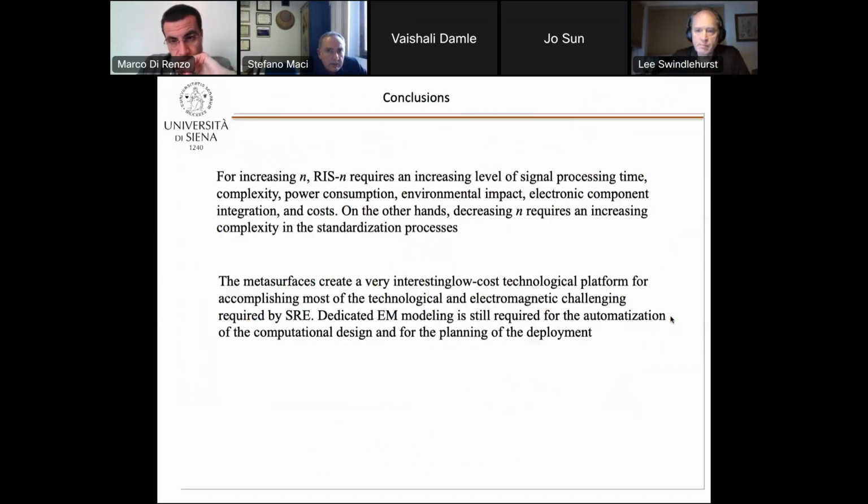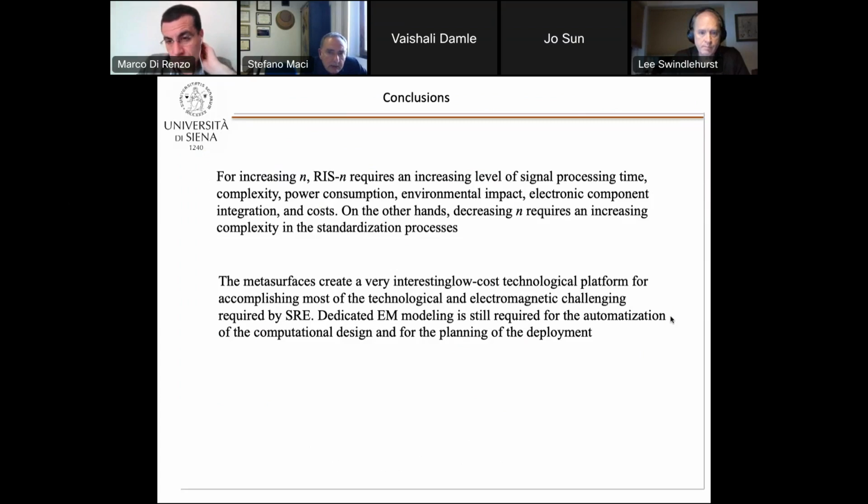complexity, power consumption, environmental impact, electronic components integration, and costs. On the other hand, decreasing N requires an increasing complexity in the standardization processes, and these are under discussion in ETSI and 3GPP. And then metasurfaces can create a very interesting low-cost technology platform for accomplishing most of the technological and electromagnetic challenges required by a smart radio environment.